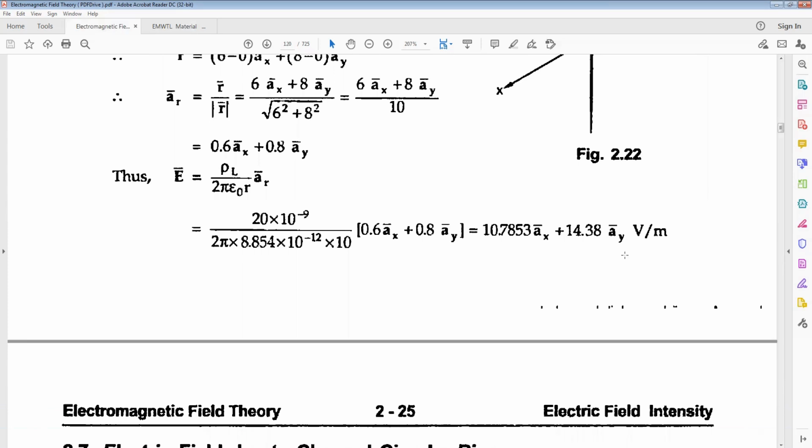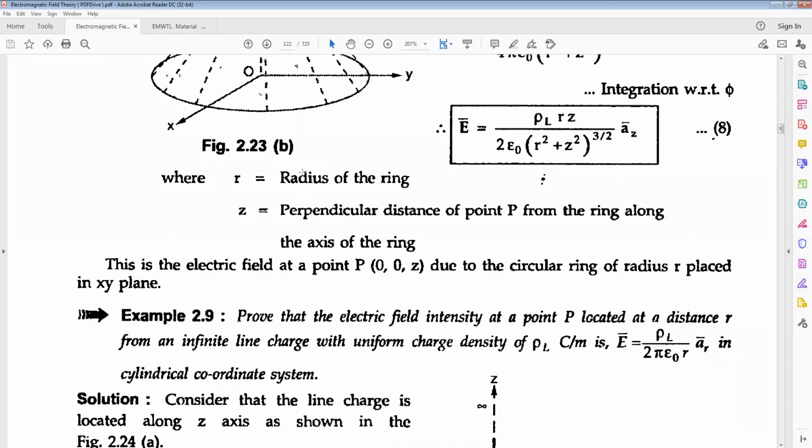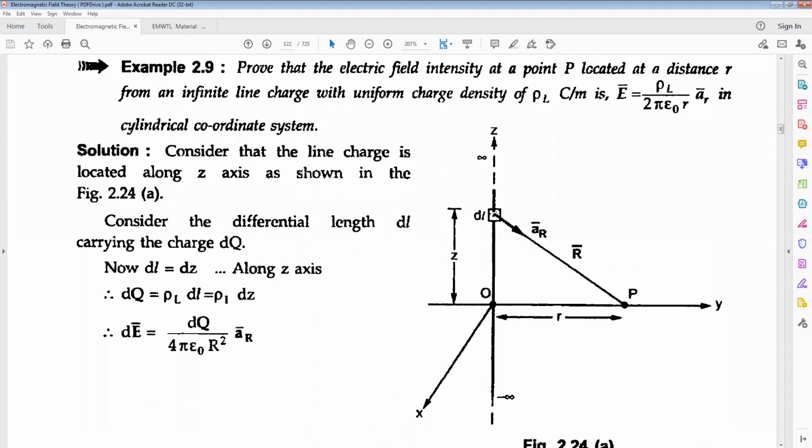Okay, my students. The next example. Prove that the electric field intensity at a point P located at a distance R from an infinite line charge with uniform charge density rho L coulomb per meter is E bar is equal to rho L by 2 pi epsilon naught R into AR bar. The expression for the infinite line charge E bar is equal to.